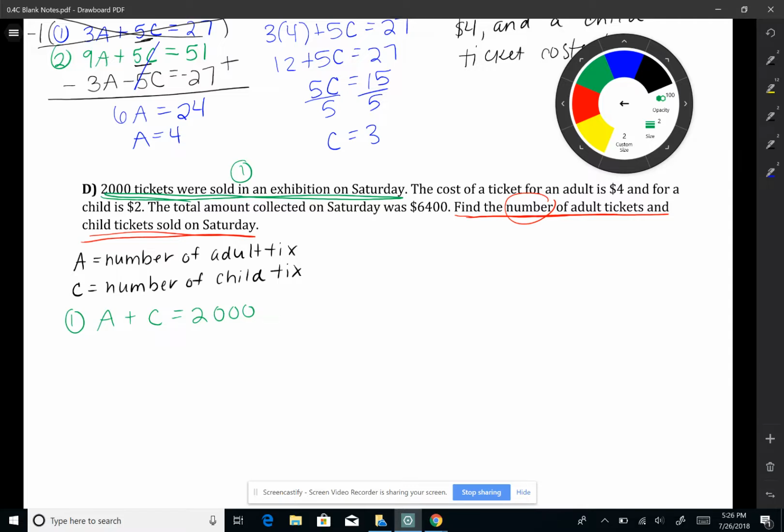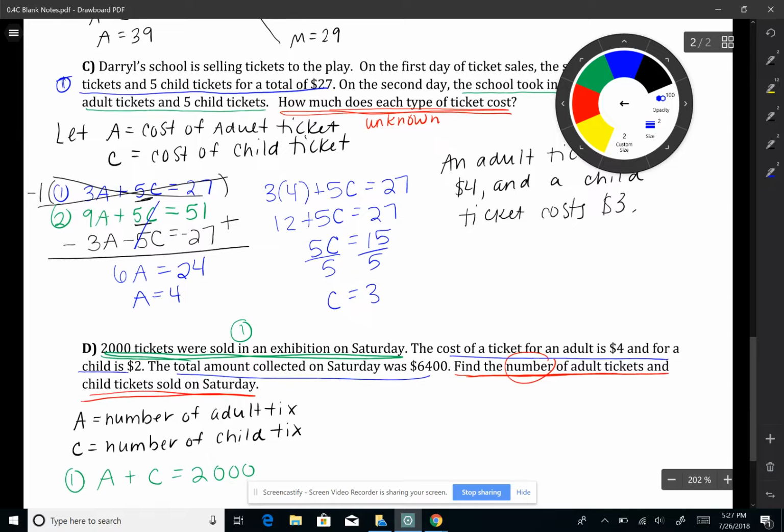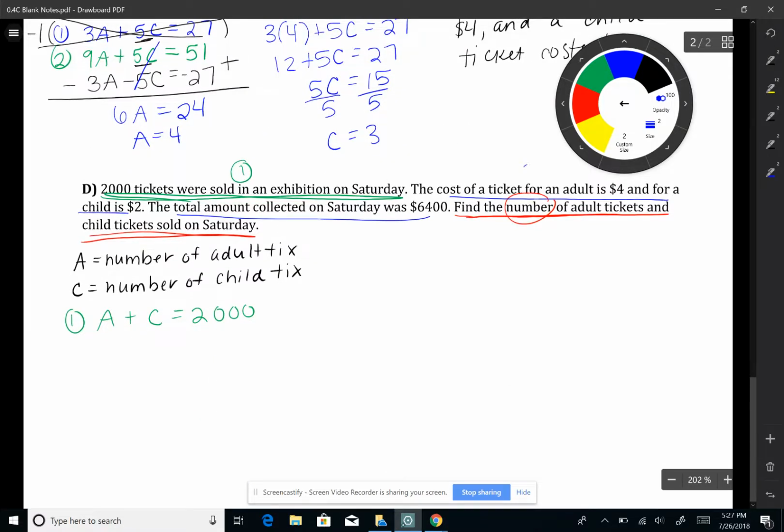The cost of a ticket for an adult is $4 and for a child is $2. The total amount collected on Saturday was $6,400. Okay, so we know the cost and then we know the total collected. If we remember in our problem just above here, we had to take the number of tickets purchased times the cost to get how much was collected. So we're going to do the same thing here. So for adult tickets, they're $4 times however many were sold, plus child's tickets are $2 times the number sold, and that should equal 6,400.